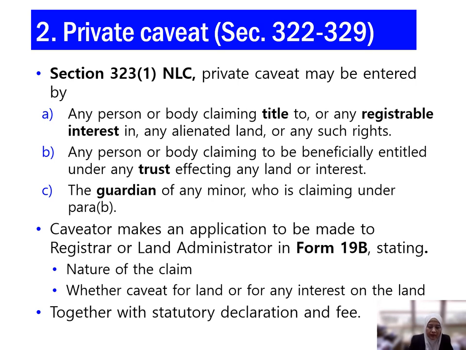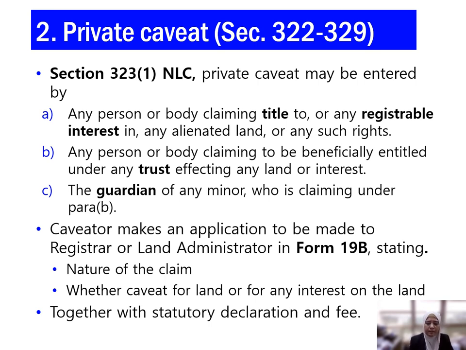So in this case, the guardian of any minors can enter a private caveat on the land. It's one of the three groups of people that can enter a private caveat. So this guardian may act on behalf of the anak jagaan, the minor, the charge. Pun nanti you confuse. Nama dia the charge, anak bawah dia, anak didik dia. Bukan anak didik, anak jagaan.